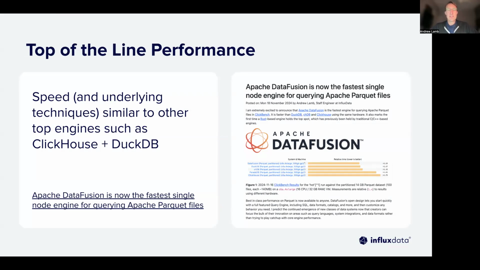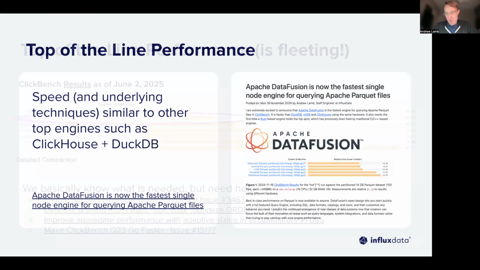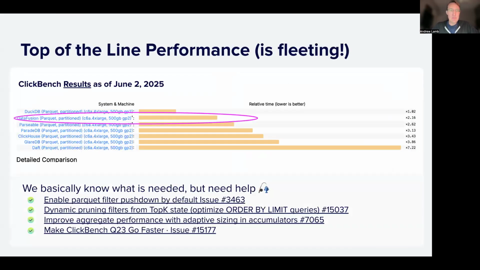Now, we also have top of the line performance, right? It's one thing if you have this extensible engine, but if it's not very performant... DataFusion is very performant. It's basically at the same level as other top engines like ClickHouse and DuckDB. In November, we actually were briefly at the top of the ClickBench benchmarks. I don't think the DuckDB guys liked that very much, so they put a lot more effort into their Parquet implementation and have subsequently bumped up. But basically, we're in the same performance range, right?